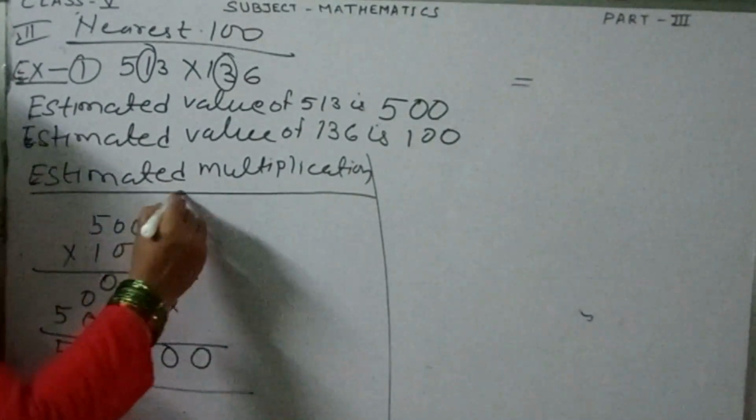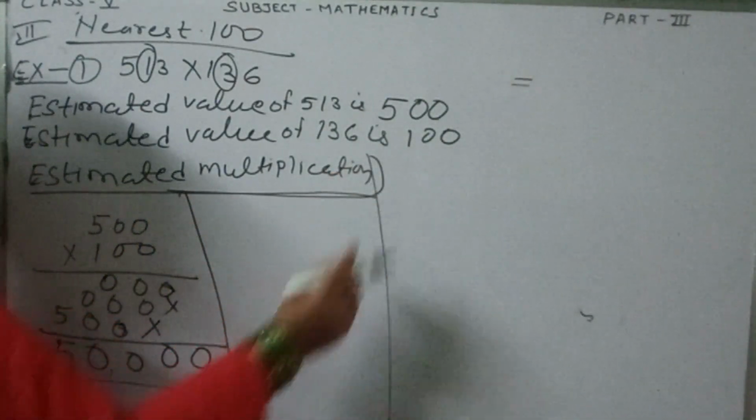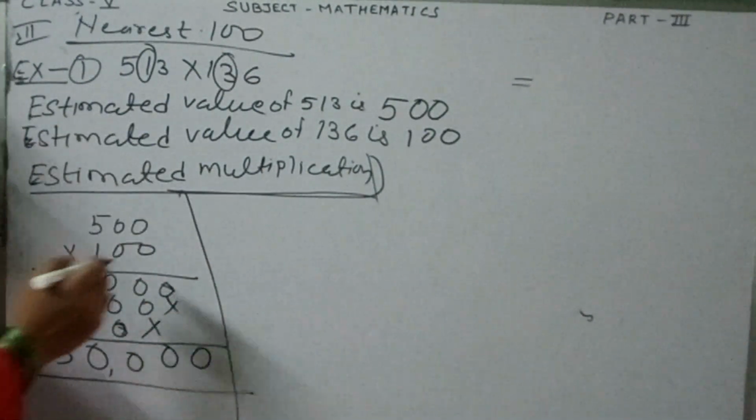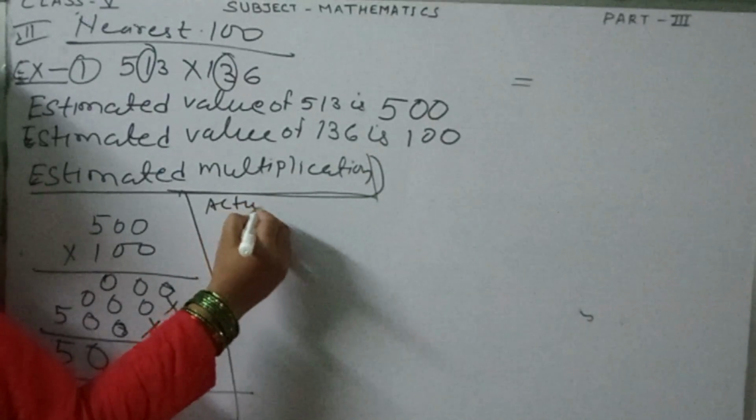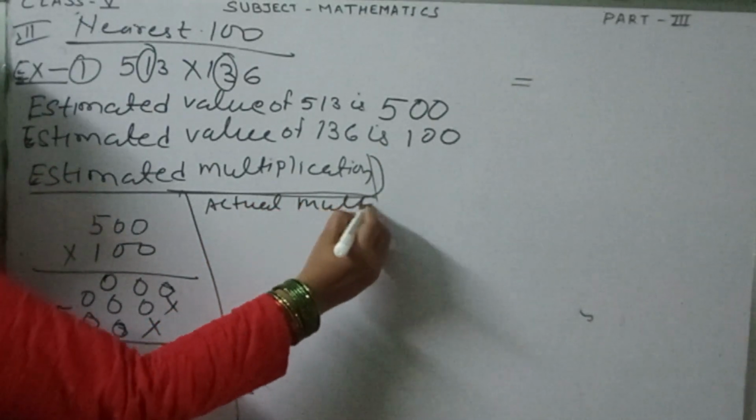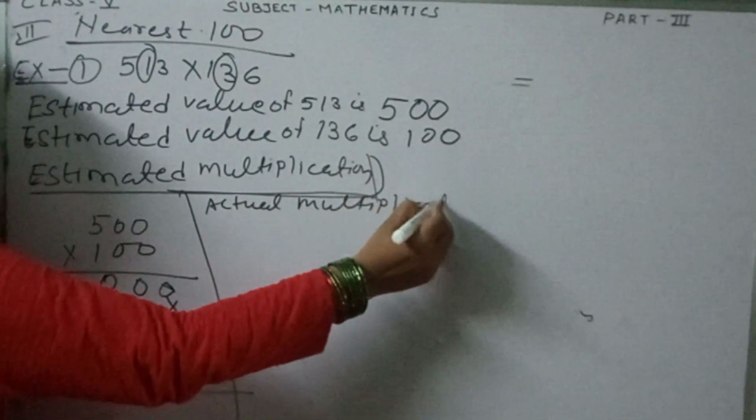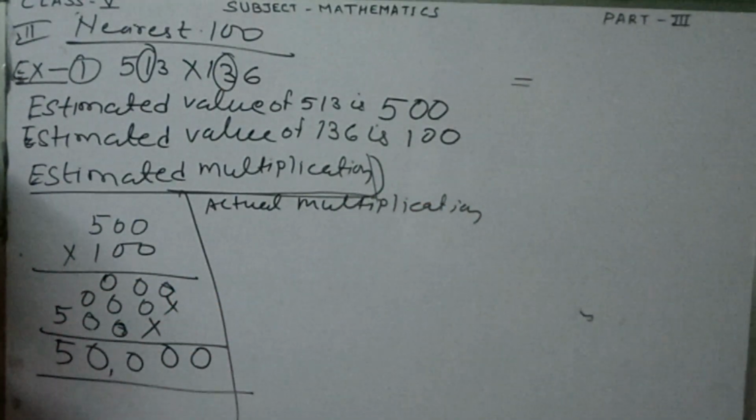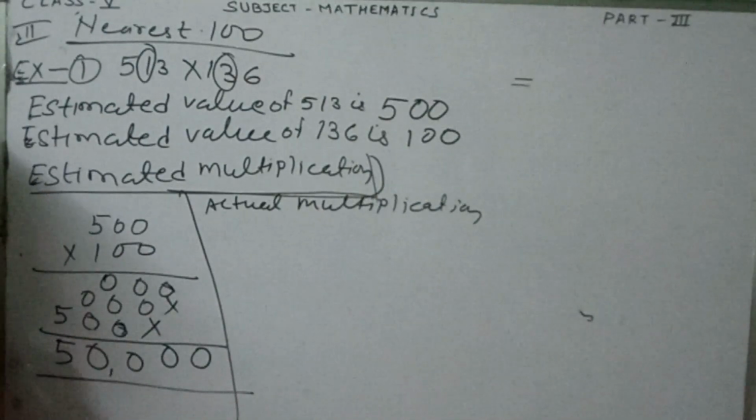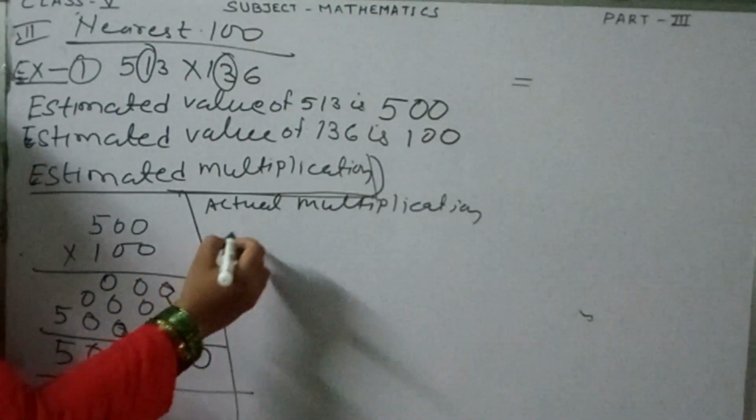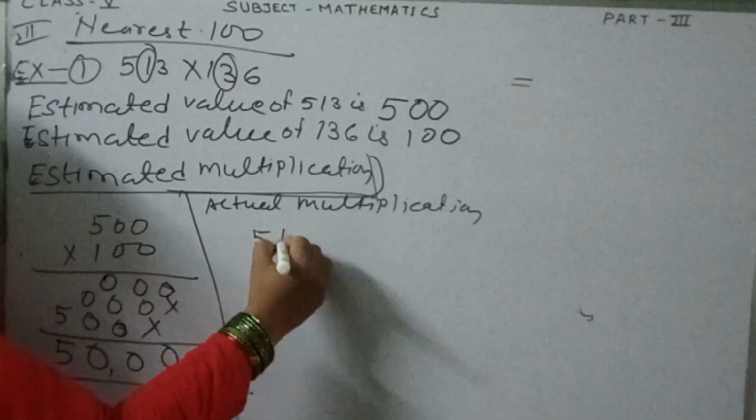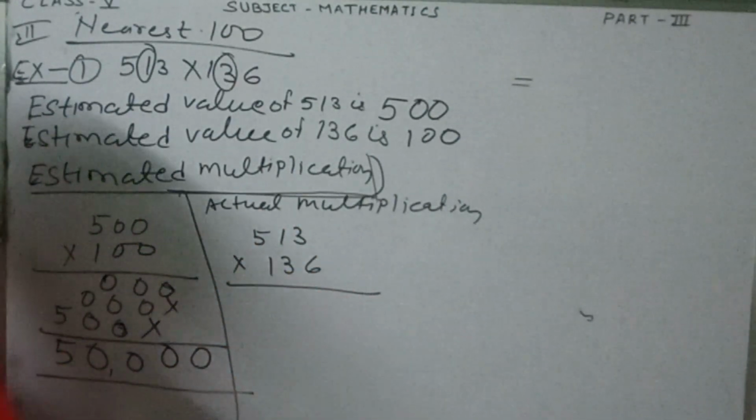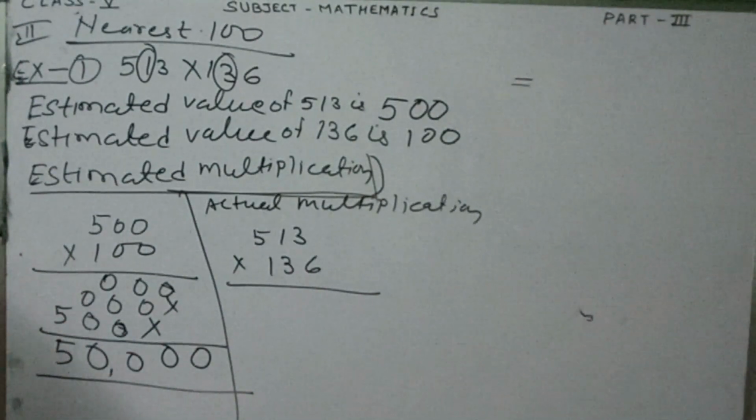Now what do we have to do? Actual multiplication. Next one is the actual multiplication. For finding the actual multiplication, we have to write the actual numbers. What is the actual number there? 513 multiplied by 136. Here a three-digit multiplication is given.